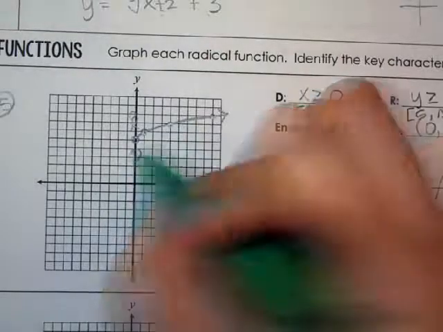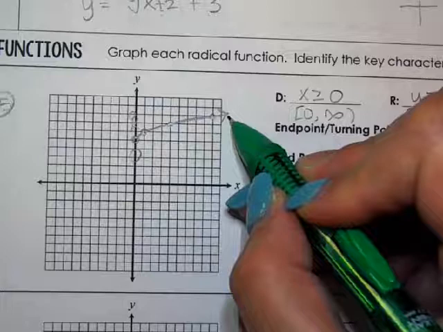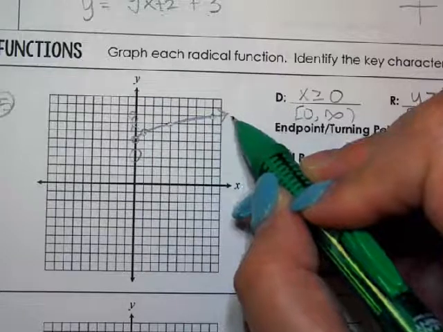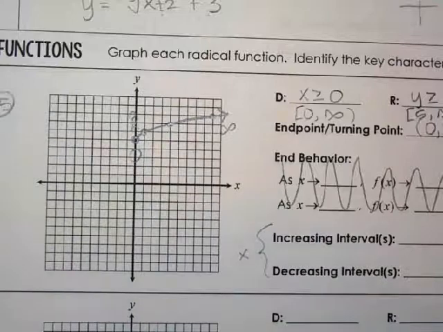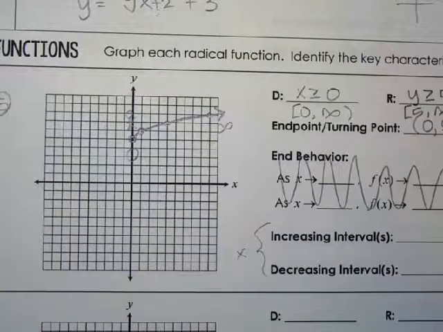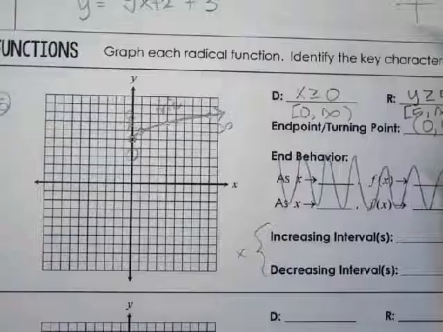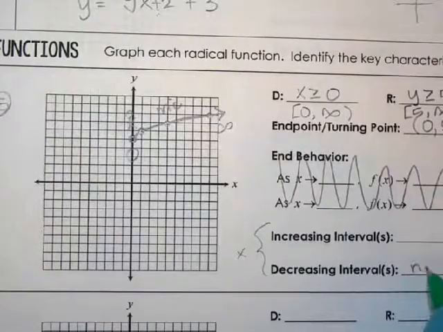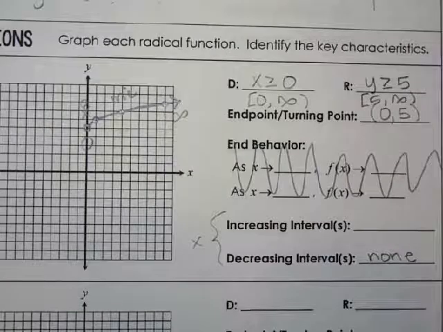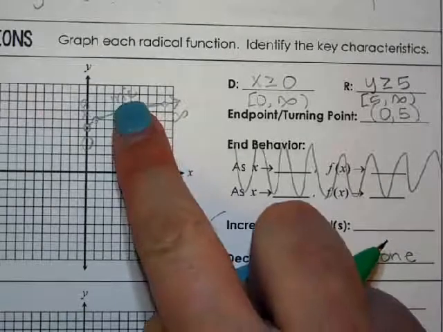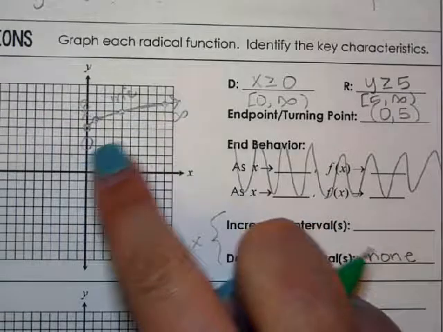Now, is my stick figure walking uphill or downhill? Uphill, so is he increasing or decreasing? Increasing. So what we're going to do for decreasing is we're going to write none. He's not decreasing this time, okay? Now the word increasing is between what two numbers? 0 to infinity. And so we are going to say increasing from 0 to infinity.